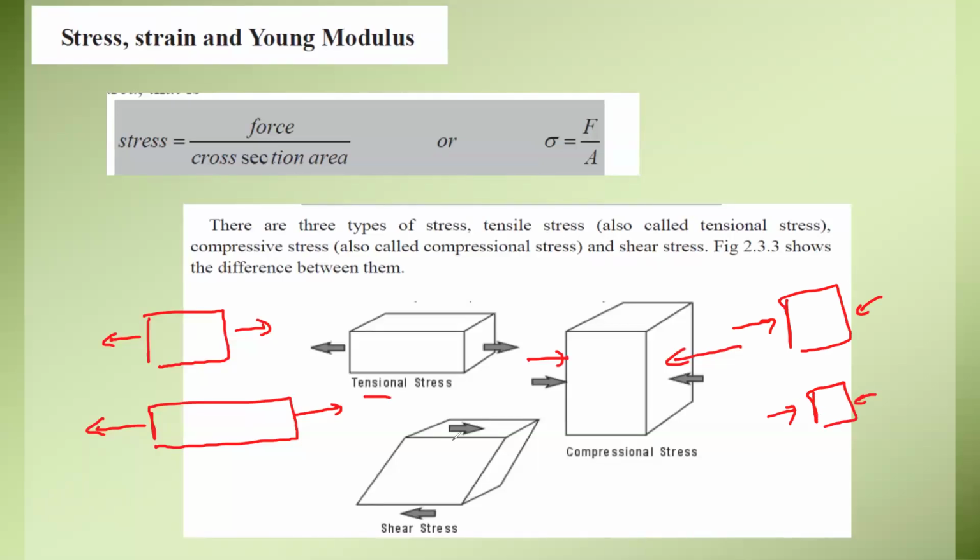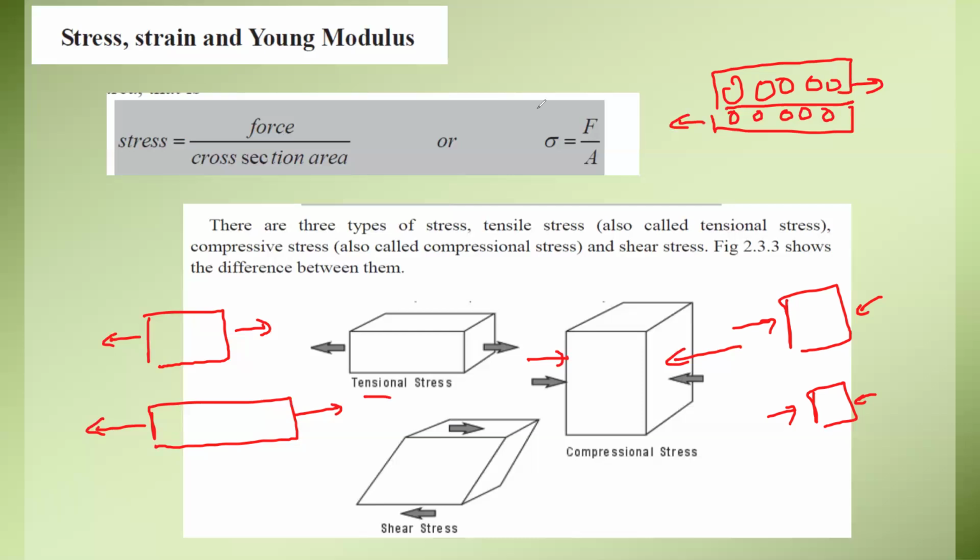And we have a shear stress. What is the meaning of the term shear stress? Shear stress means we apply force on the layers so that the layers can slide over each other. So when two layers, or groups of particles, slide over each other, that stress is known as shear stress. So stress is force acting on unit area.